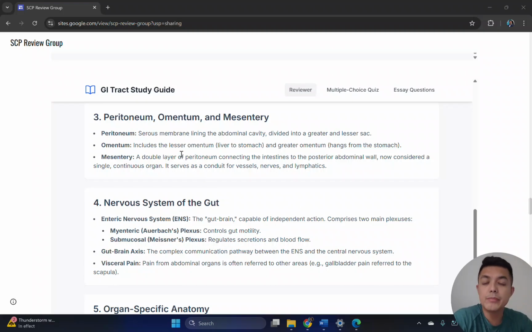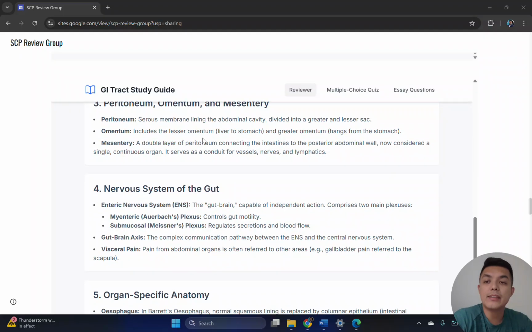First is the peritoneum. This is a serous membrane lining the abdominal cavity, and is divided into the greater and lesser sac. And next is the omentum. This includes the lesser omentum, between the liver and stomach, and greater omentum which hangs from the stomach. And mesentery. This is a double layer of peritoneum connecting the intestines to the posterior abdominal wall, and it's now considered a single continuous organ, and it serves as a conduit for vessels, nerves, and lymphatics. And this is a very interesting research that's ongoing at the moment.